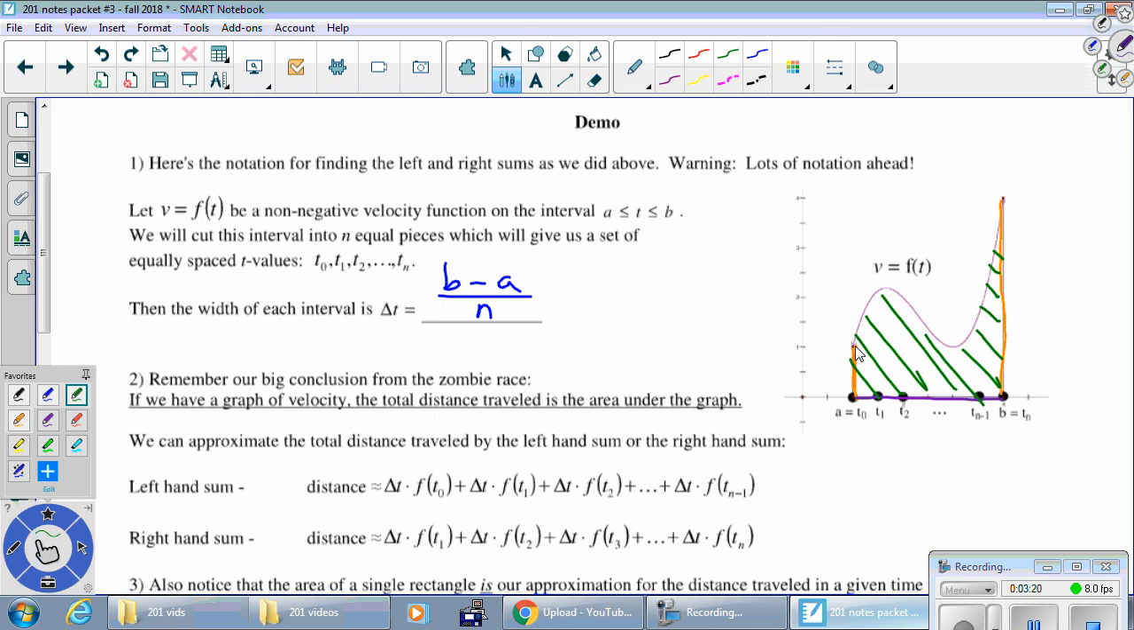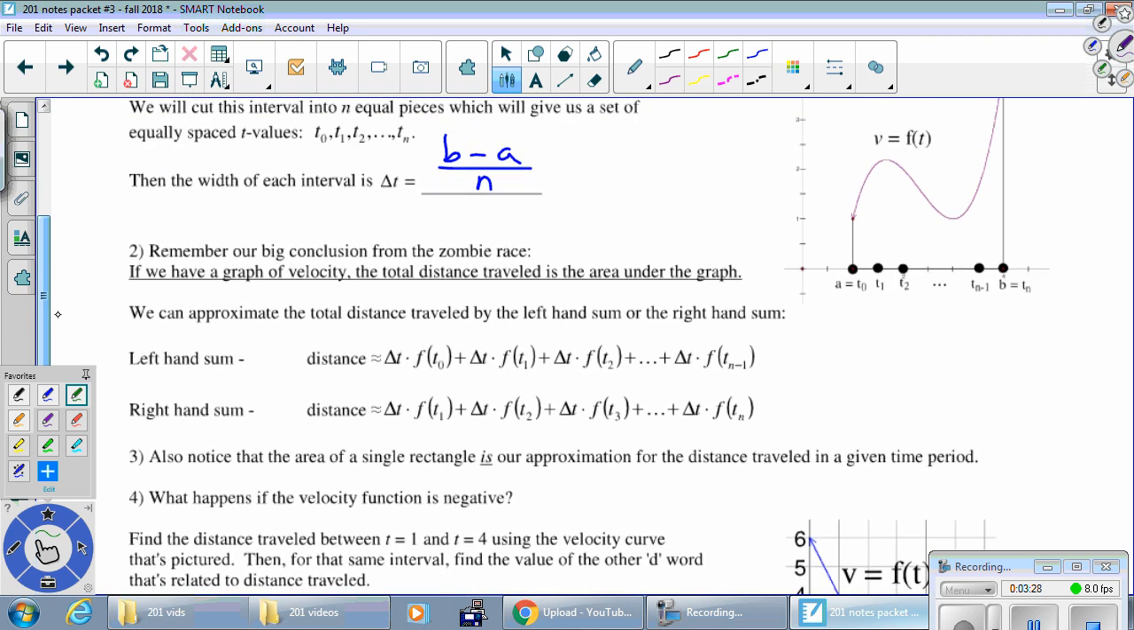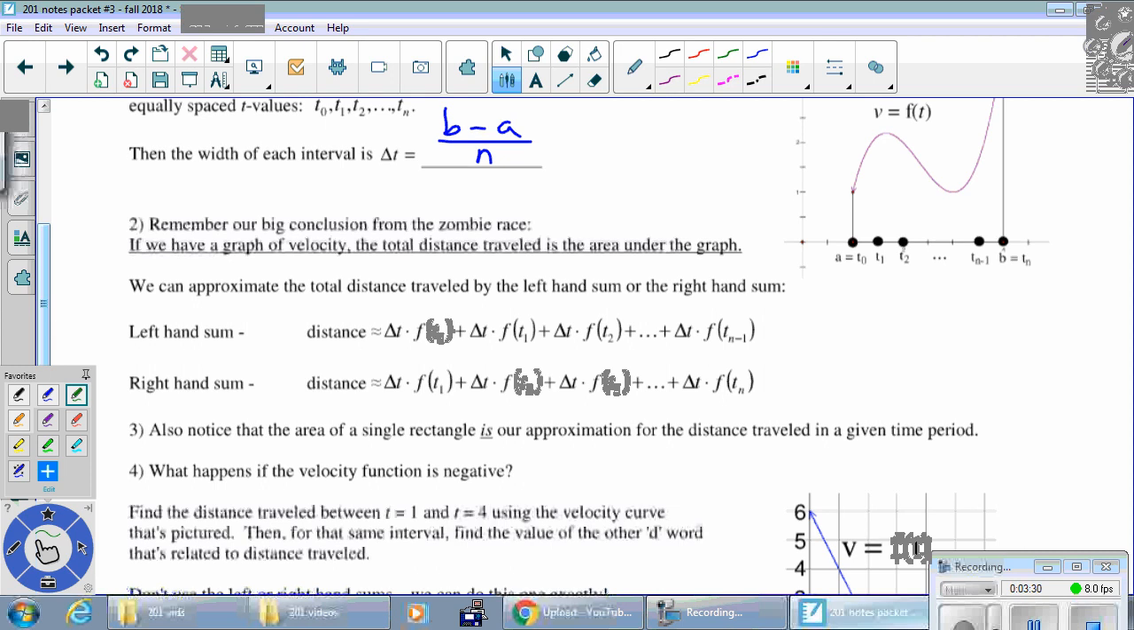We can approximate the total distance traveled by the left-hand or right-hand sums. Formulas are given there. Looks like a lot of notation. I want you to understand it. It's really not complicated once you think about the pieces. So let's take a look at this very first rectangle.